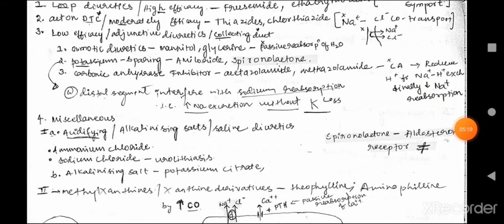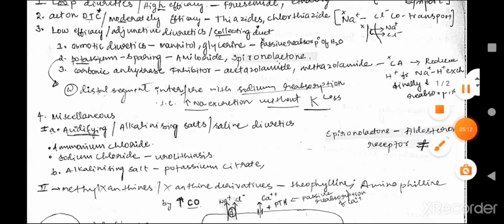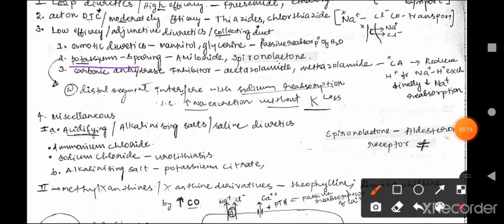That is, potassium sparing diuretics act by inhibiting the reabsorption of the sodium ions. At the distal segment, they interfere with the sodium reabsorption, that is, they increase the sodium excretion without potassium loss.